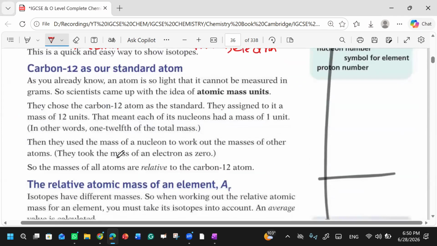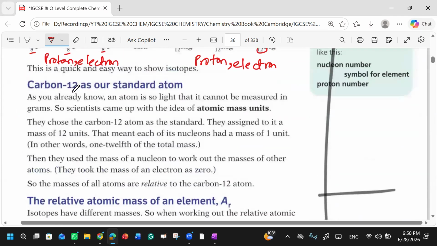In the next class, we will see why we talk about carbon 12 as a whole, and why carbon 12 is much more important.